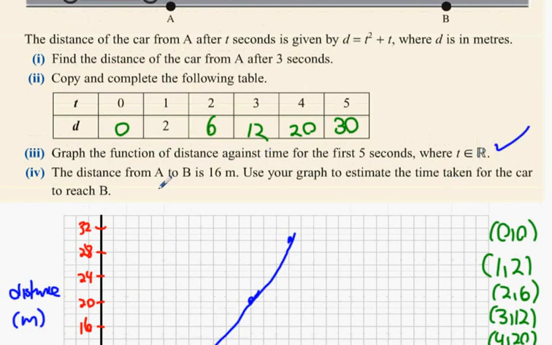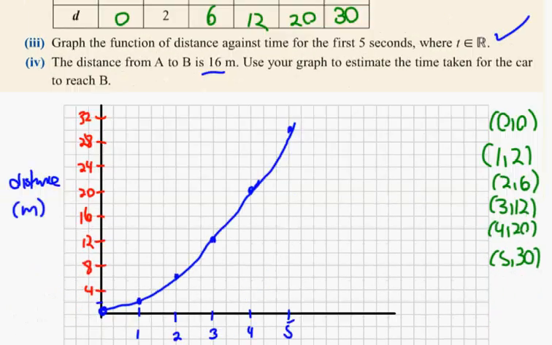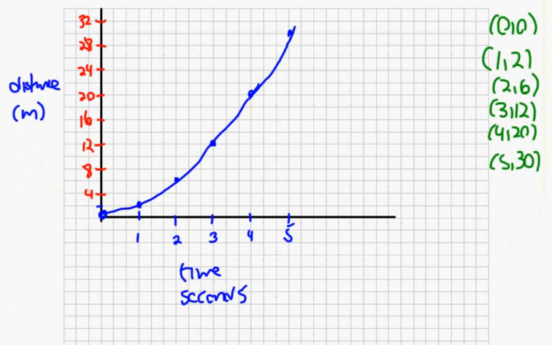Done. The distance from A to B is 16 meters. Use your graph to estimate the time taken for the car to reach B. After how long is 16 meters? 16 meters is here, and it tells me to use my graph, so I'm getting 3.5 seconds. What did you guys get? You can't just round it off to the nearest one. If it's halfway between 3 and 4, it's 3.5. Okay. Anywhere from maybe 3.4 to 3.7 somewhere, depending on your drawing.